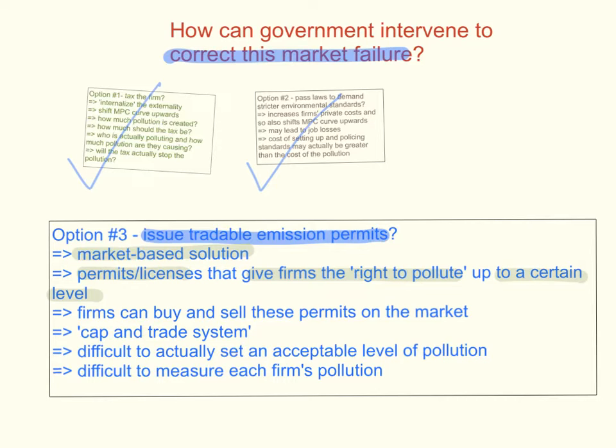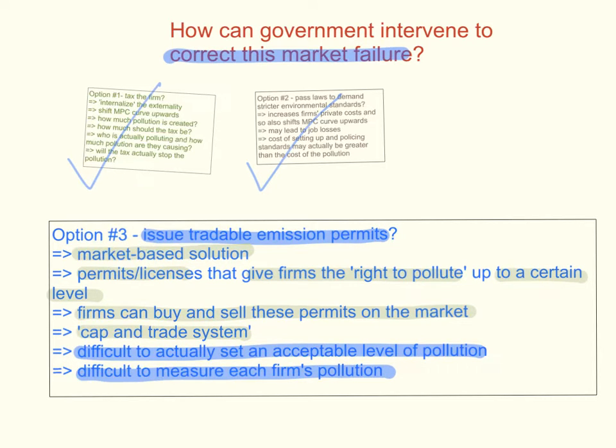Firms can buy and sell these permits on the market. This system is referred to as the cap and trade system because it puts a cap on the amount of pollution and it allows you to trade these permits. However, on the negative side, it is quite difficult to actually set an acceptable level of pollution. How do you set a level of the amount of pollution that is allowed? And it is difficult to actually measure each firm's pollution.